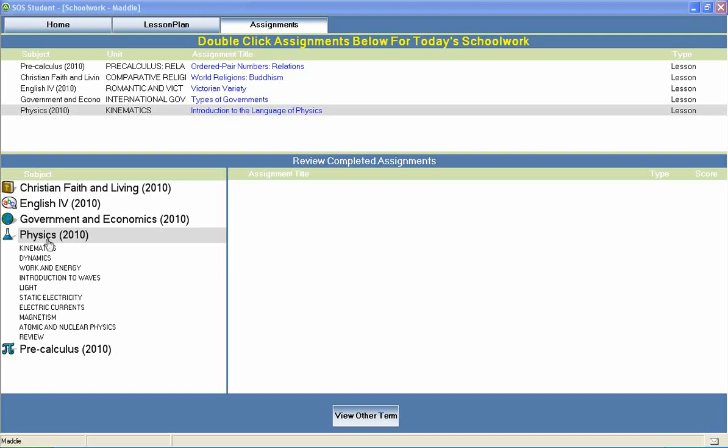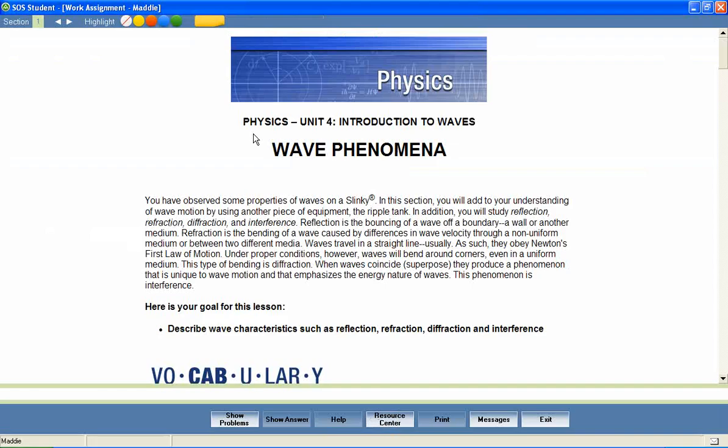Switched On Schoolhouse Physics is a high school science course that is typically included in a 12th grade course of study and includes units on kinematics, work and energy, light, electric currents, atomic and nuclear physics, and much more. Now let's take a look at a physics lesson to see how concepts like these are covered. In a unit entitled Introduction to Waves, let's look at a lesson called Wave Phenomena.